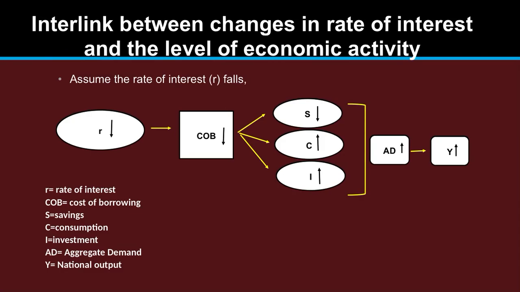So, the interlink between changes in the rate of interest and the level of economic activity, as we discussed earlier: R denotes the rate of interest, or interest rate, or price of money. COB means cost of borrowing, S means savings, C is consumption, I is investment, AD is aggregate demand, Y is national output or the level of economic activity.